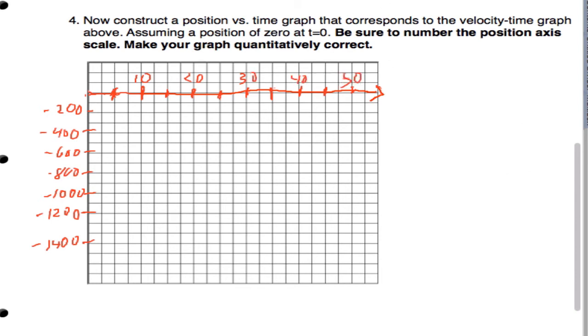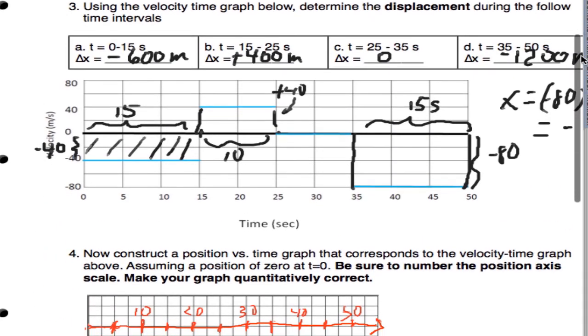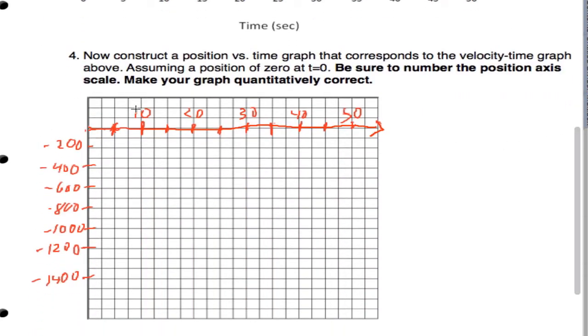Perfect. Now, I know that my slope is negative 40 for the first part. What does that mean? That means that for every 10 seconds, I'm going to go down 400 meters. So when I'm at 15, I should wind up at negative 600. I can't really go over 1 and down 40, so I can go over 10 and down 400. And if I go over 5, I'll go down another 200. So at 15 seconds, I end up right here.